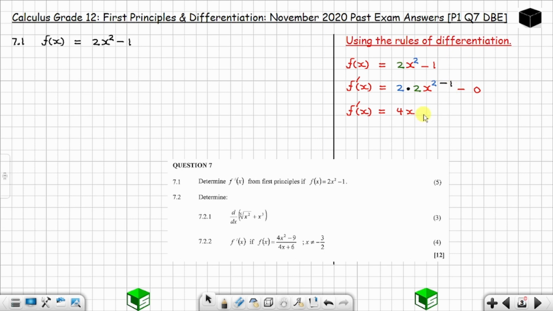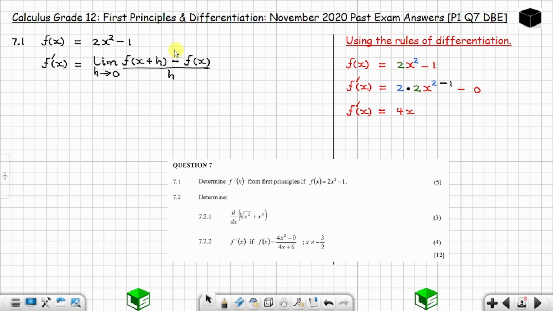You can see it's quick, unlike the first principles, which is longer, and sometimes you can make mistakes throughout your workings. Okay, now let's use the first principles. You must expect to find your final answer to be 4x. So now f of x is equal to 2x squared minus 1. And using the first principles, f prime of x is equal to, this is what?